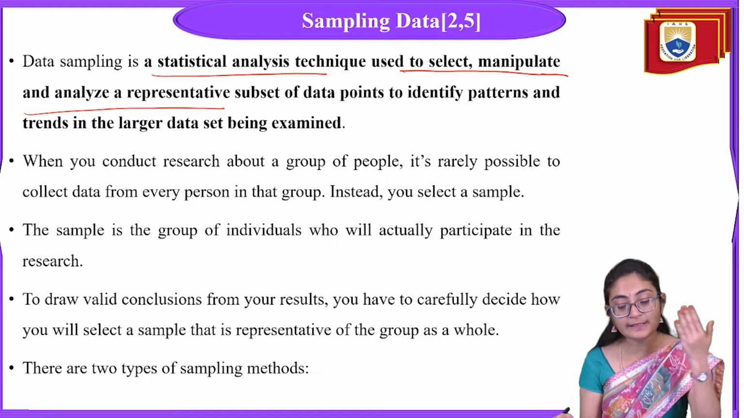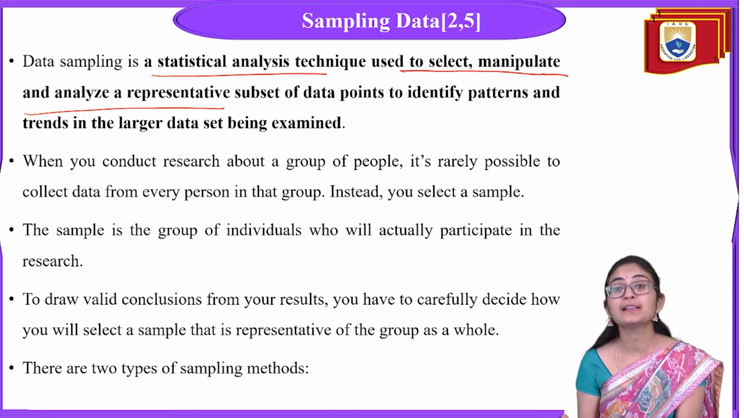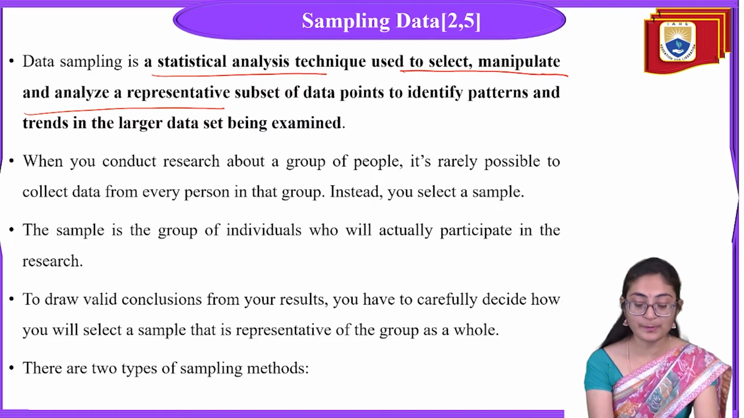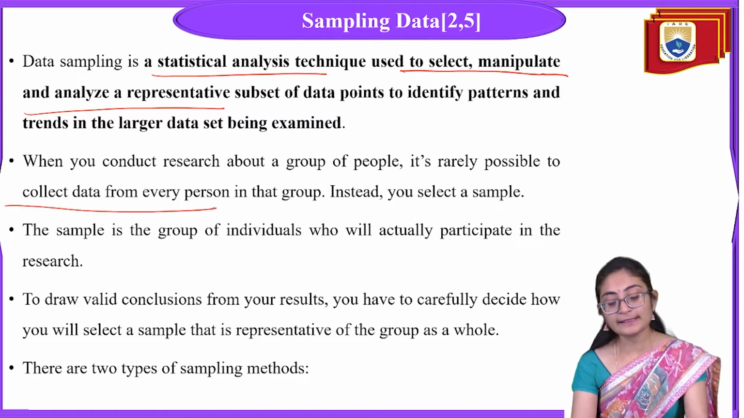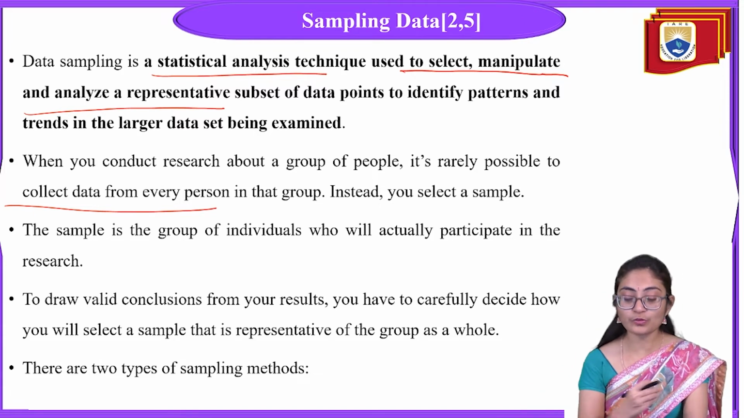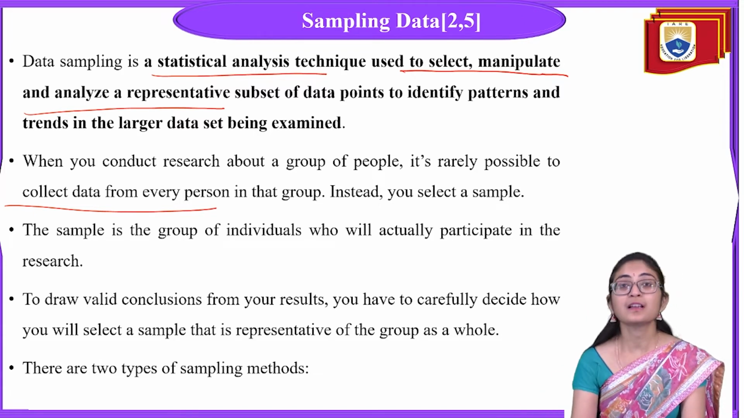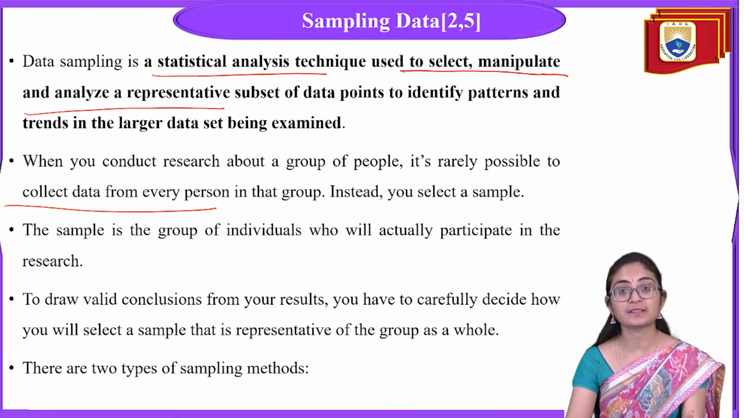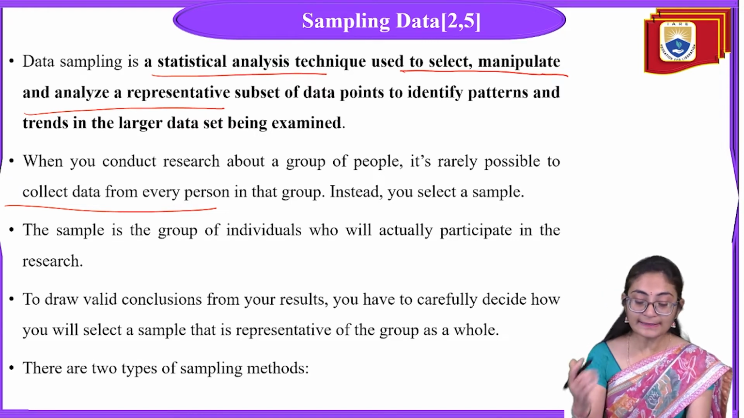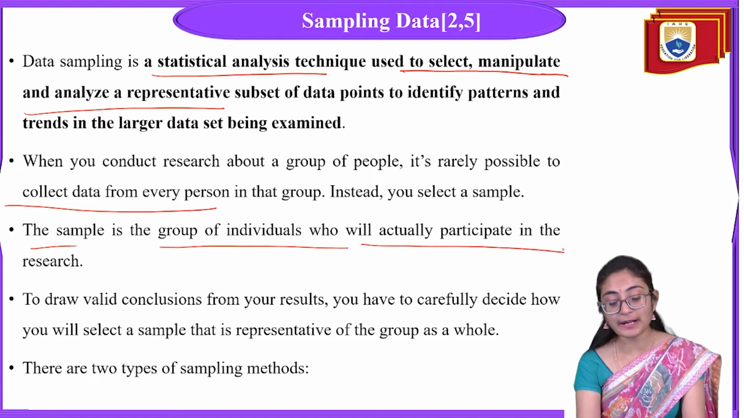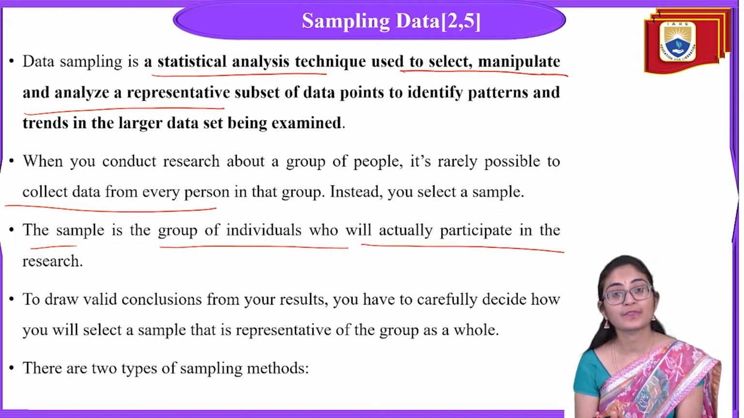And when you conduct research about a group of people, it's rarely possible to collect data from every person in that group. Instead, you select a sample. That means most of the time it's very difficult to collect data from every person. And a sample is a group of individuals who will actually participate in the research.